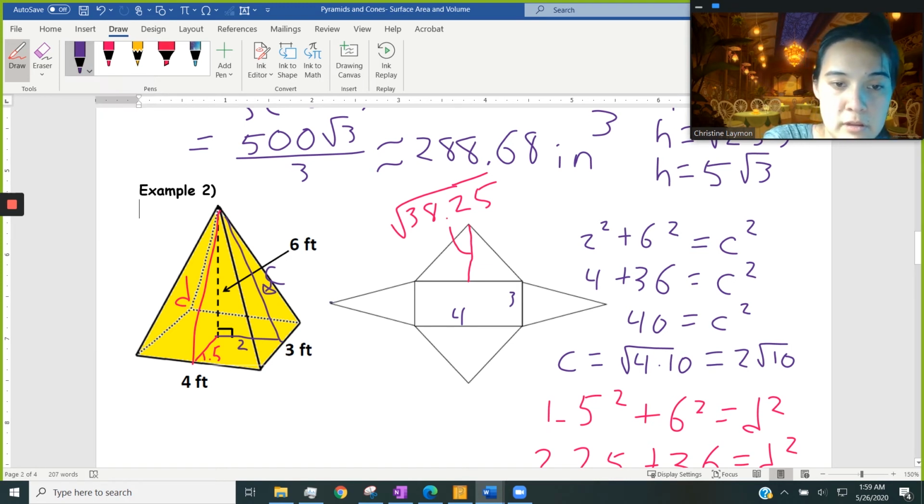That's this one coming along here. And that one there is 2 root 10. Okay, and these opposite triangles are the same size because you had a rectangle.